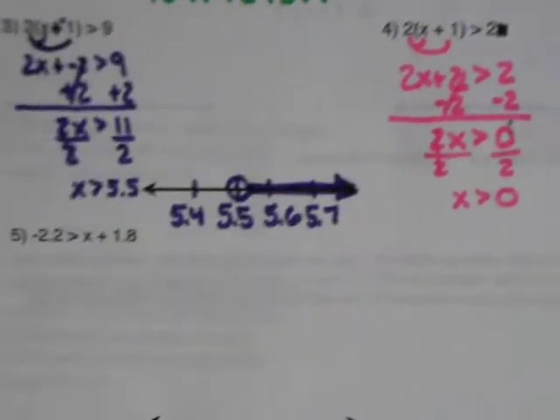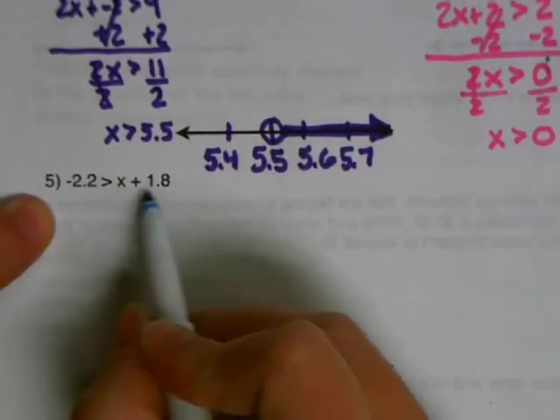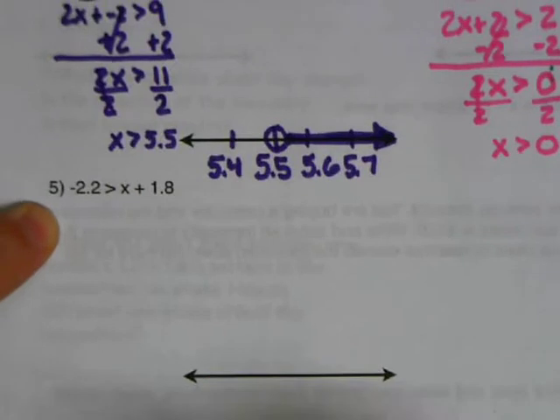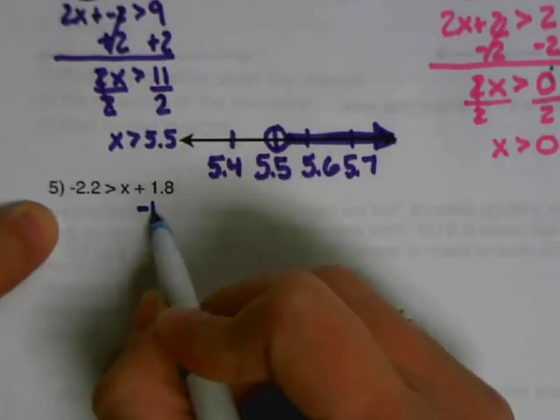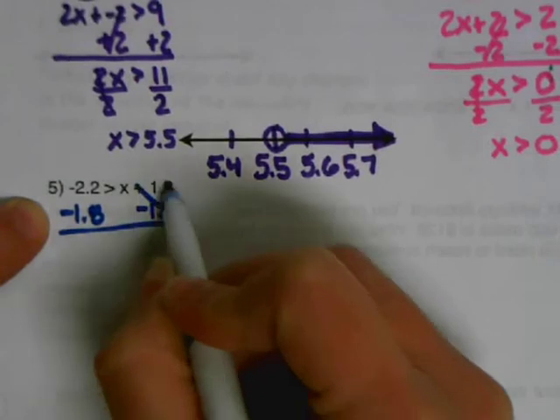All right, last one on this one. We've got negative 2.2 is greater than x plus 1.8. All right, so we need to start getting the x by itself. Actually, we can't do anything to simplify it, can we? It's already simplified. Let's just solve it. To get rid of plus 1.8, let's subtract 1.8 from both sides. See ya.